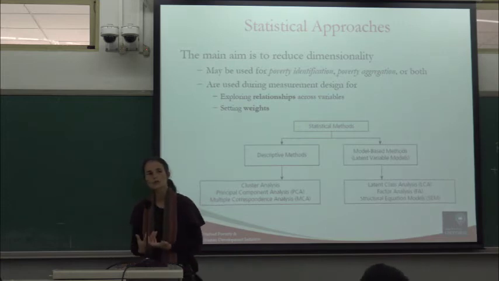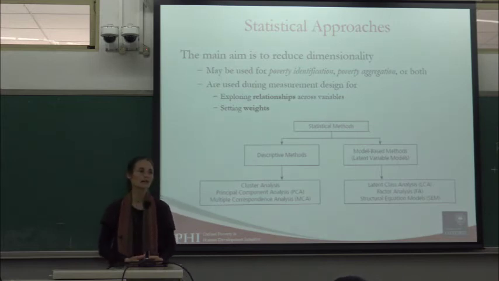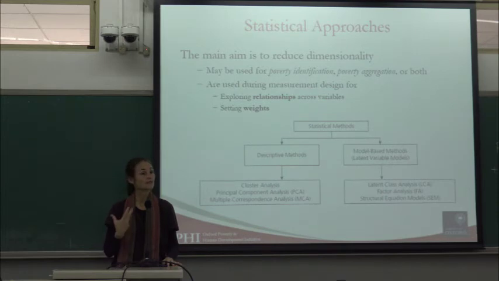And of course, we use statistical approaches for different reasons. We could use them to identify who is poor. We could use them to aggregate information into an index like the DHS Wealth Index. We could use them to identify weights to apply to different variables. So there are many different uses that these statistical approaches have. And we actively use them anyway when we design measures, to understand relationships between variables and to set weights.